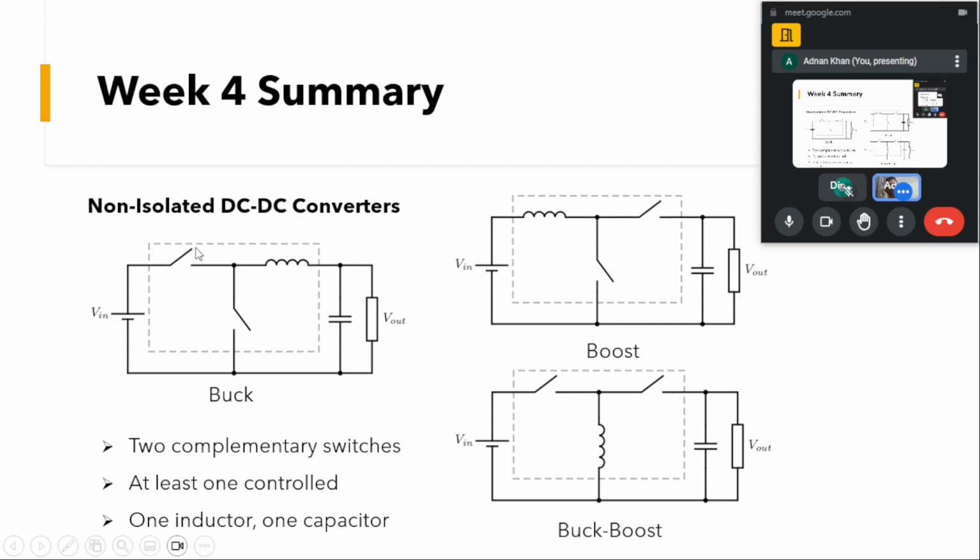Mostly, in the buck converter, this switch can be any controllable device like an SCR, thyristor, GTO, IGBT, or maybe a MOSFET, and this can be a diode.